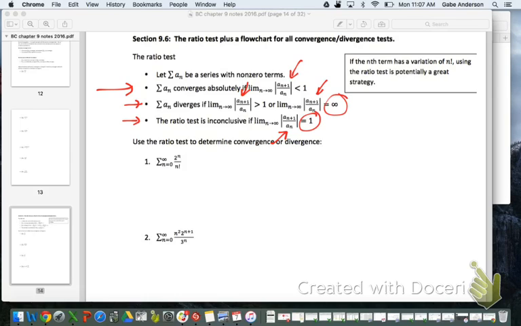The ratio test is handy in a lot of scenarios. One of them, which is very common, is if the nth term has some kind of a factorial in it, then the ratio test is quite useful. Okay, so let's take a look at number 1.